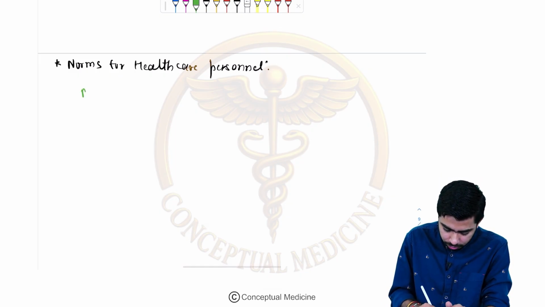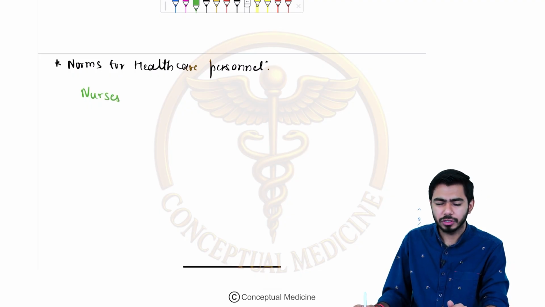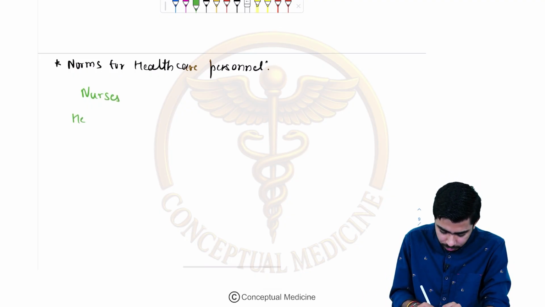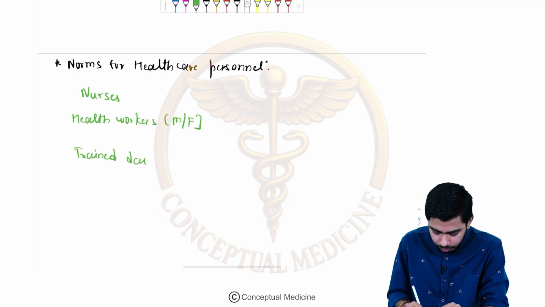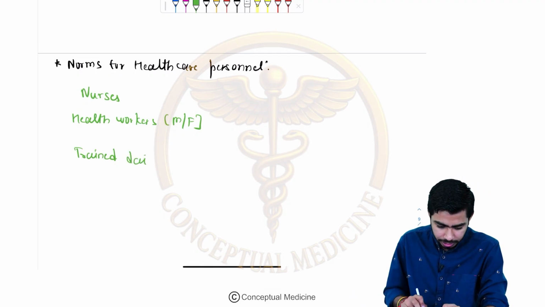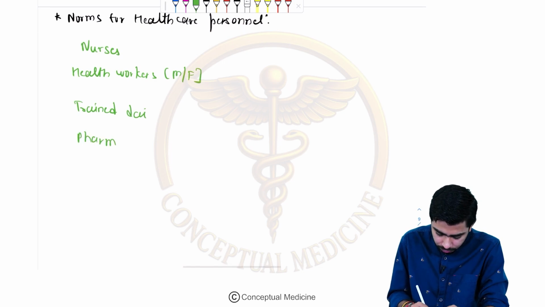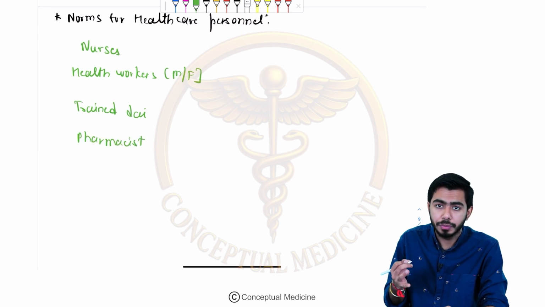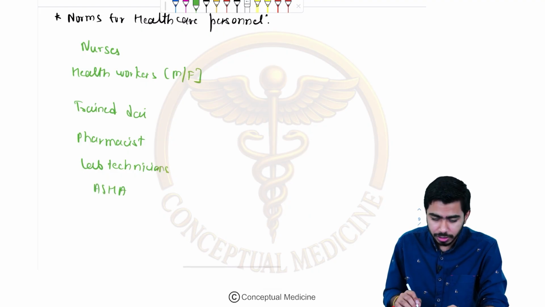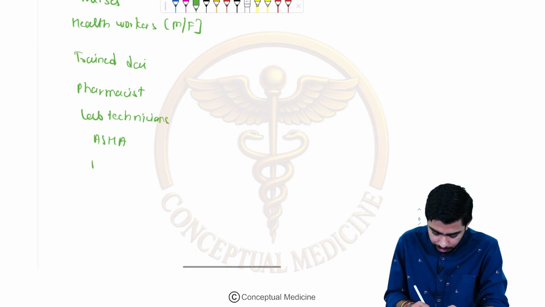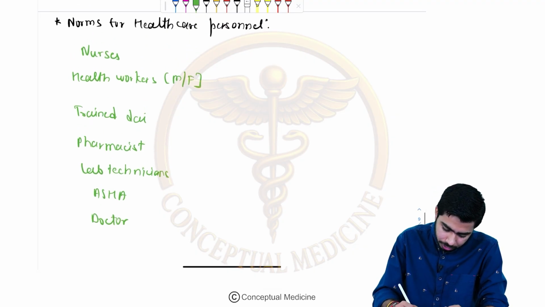Over here we shall talk about the nurses, the health workers, male or female, then the trained dai, who should be trained by the multi-purpose worker, female. Then there could be the pharmacist, the very basic important components of our system, then the lab technicians. Everybody has different roles. ASHA, I told you already, is for 1,000 people, and the doctor. How many people should they be catering to?